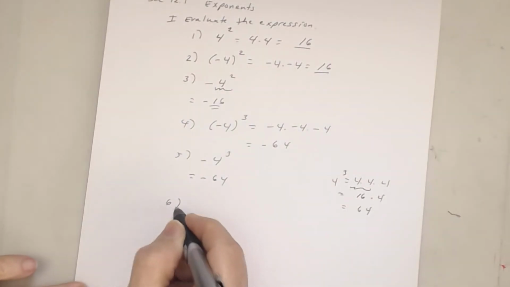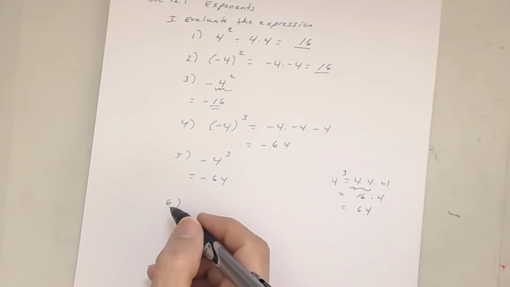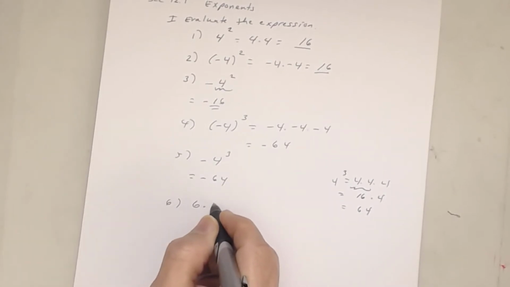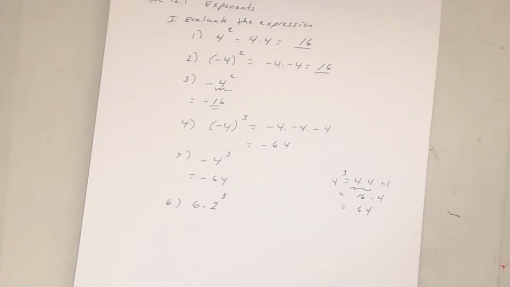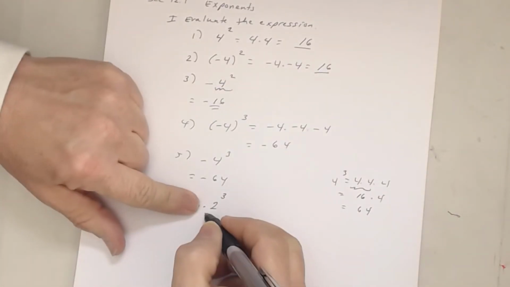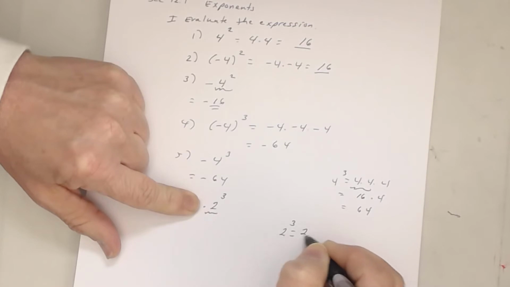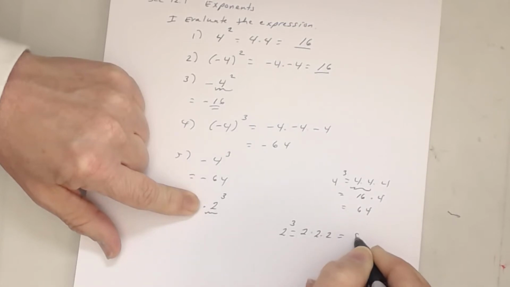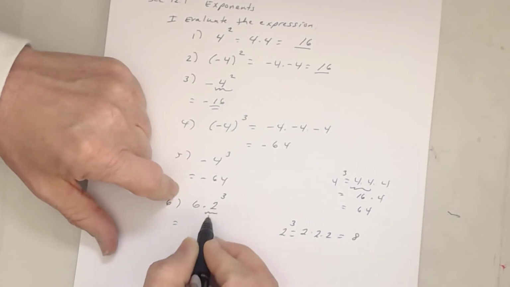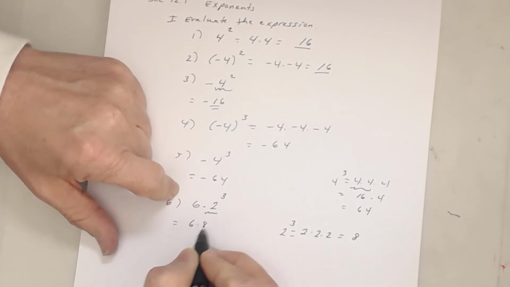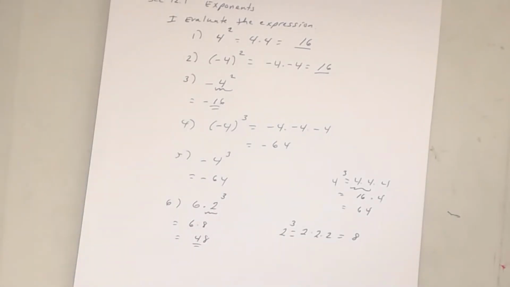All right, number 6. Suppose you had 6 times 2 cubed. So remember the order of operations. I have 2 operations here: multiplication and exponent. You do the exponent first. So I'm going to cover the 6 up, and you're going to determine what 2 cubed is. What's 2 cubed? 2 cubed means 2 times 2 times 2, which is 8. And so that 8 is going to be multiplied by what? 6, and so what's the answer? 48. Okay?